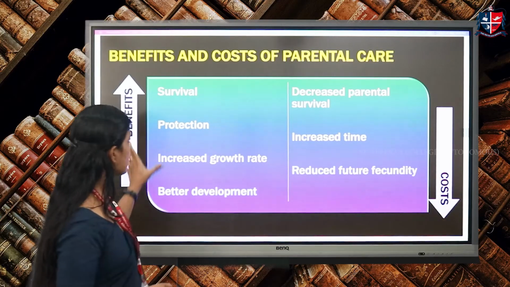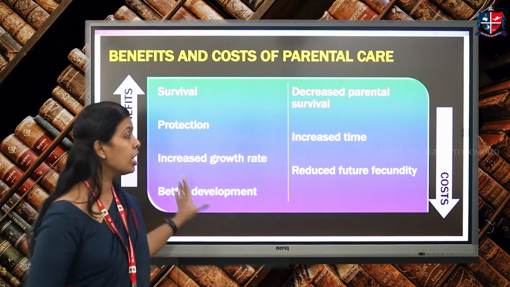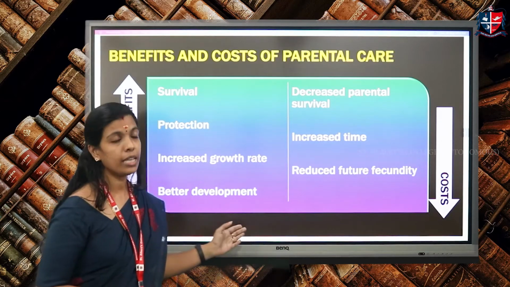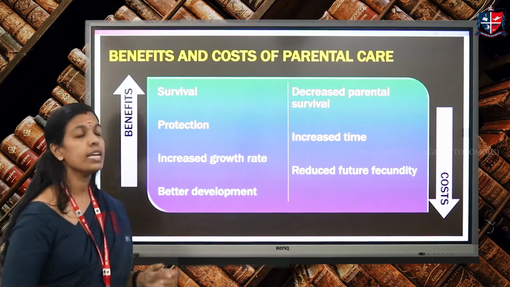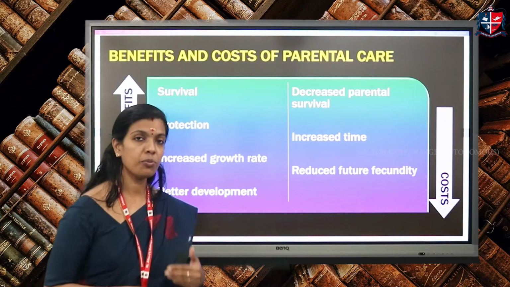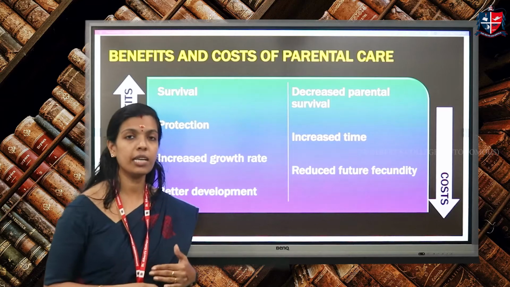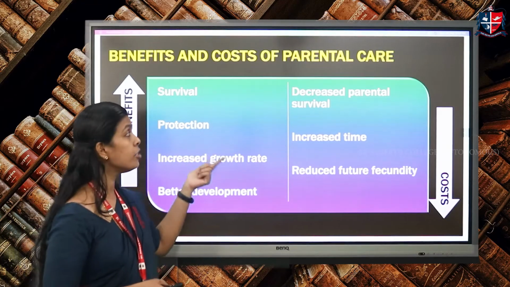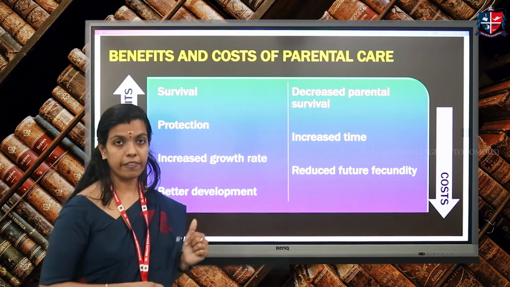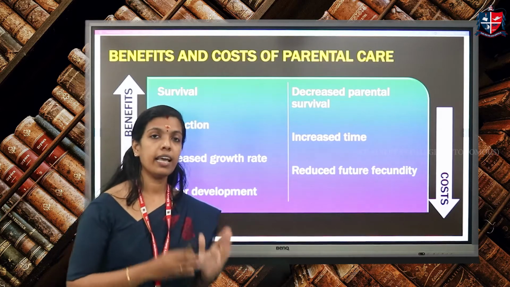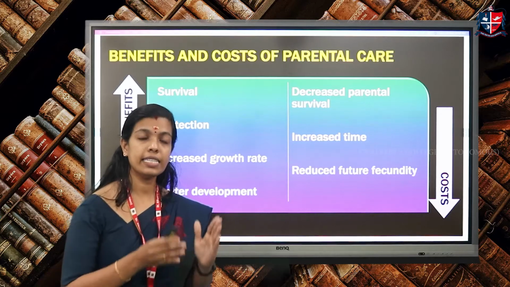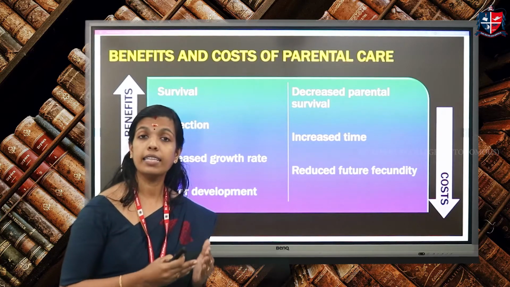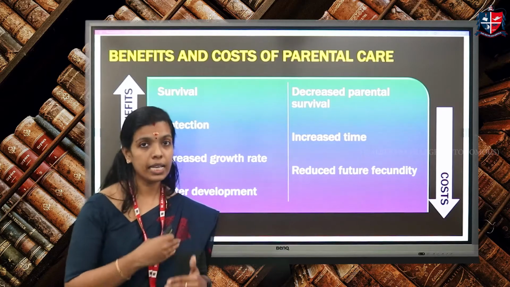Okay, and these benefits would be achieved through the cost to the parents. In the sense that the parents exhibit this phenomenon, they spend a lot of energy, a lot of time in exhibiting this phenomenon, and this would in turn lead to their decreased parental survival. Why? Because they are looking after the young ones, and it is a time wherein they would spend much energy, but at the same time their feeding would be limited.